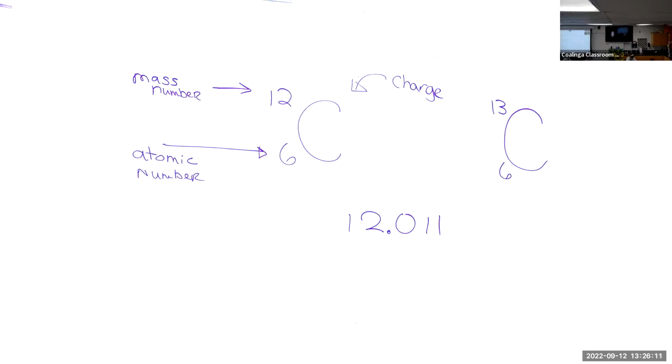So they got two masses, right? One that weighed 12 and one that weighed 11. Sorry, not 12 and 11, 12 and 13. The one that weighed 12 is about 99.89% of the carbon that was found. The one that weighed 13 was 0.11% of what was found. And so they said, well, one weighs 12 and one weighs 13.